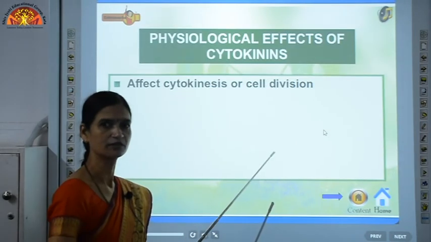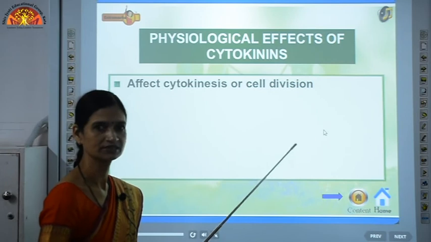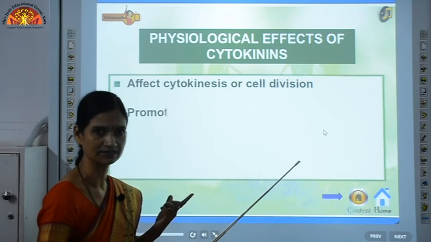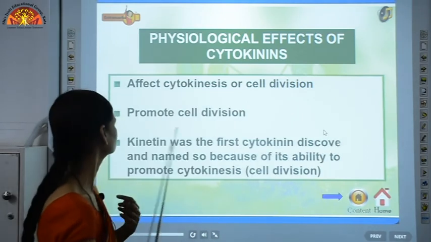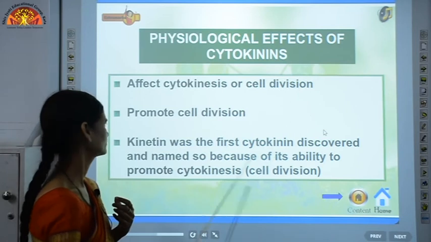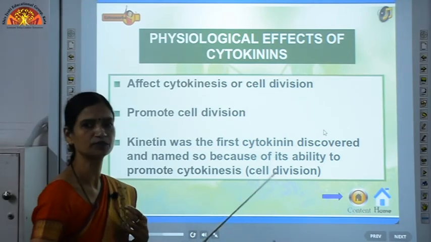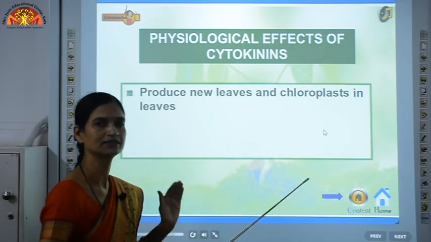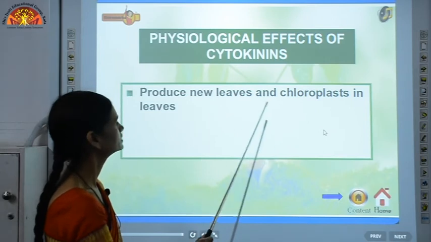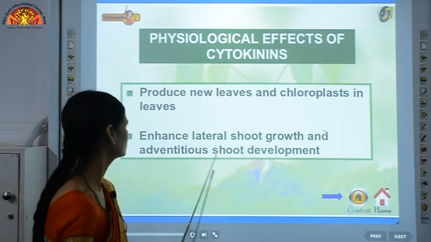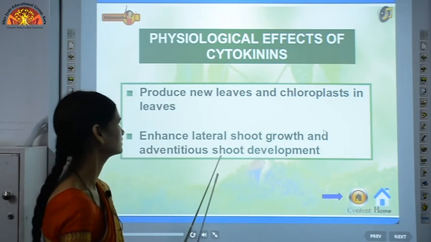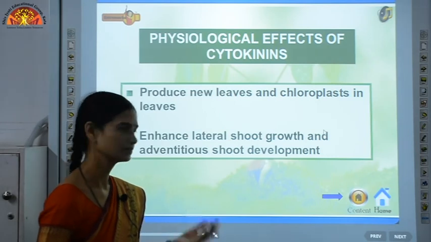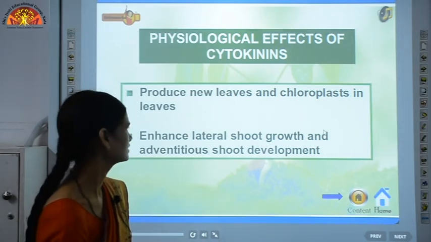Now we'll see the effects of cytokinin on the plants. What is the use of cytokinin? तो effect cytokinesis. Cytokinesis का meaning होता है cell division, है ना? Karyokinesis and cytokinesis. Promote cell division, and it was first discovered and named because of its ability to promote cytokinesis. Cytokinesis को promote करता है, cell division को promote करता है. That's why it is called cytokinin. It produces new leaves and chloroplast in leaves, which is very important function, and enhance lateral growth and adventitious shoot development. तो lateral growth that means side जो branches हैं उनको grow करने में, उनको arise करने में help करेगा.